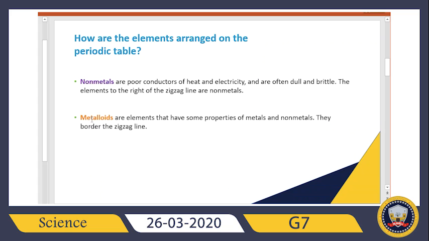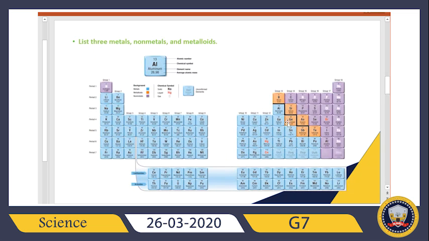Metalloids are the elements that have some properties of metals and non-metals. They are the border of this line. They share some properties with metals, and on the other hand also some properties with non-metals. They are in between. In every periodic table you will see this type of coloring. It is also written here: blue for metals, orange for metalloids, purple for non-metals.